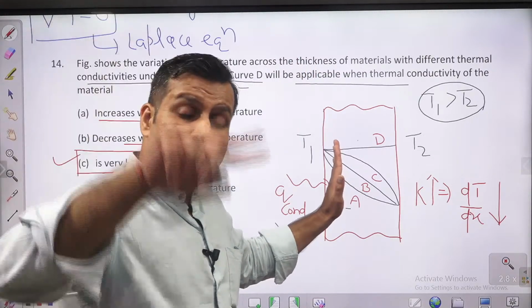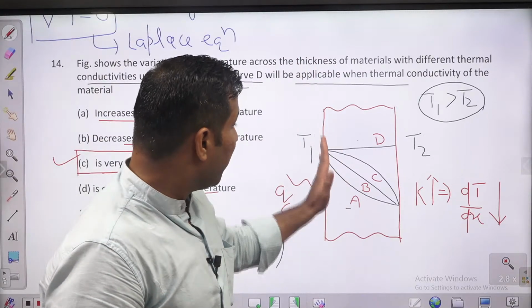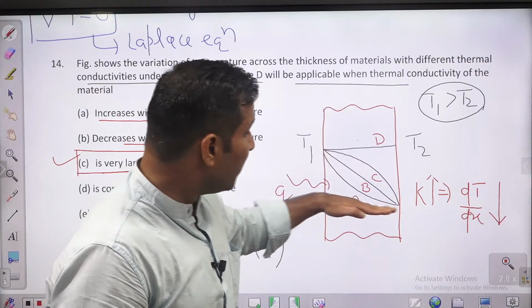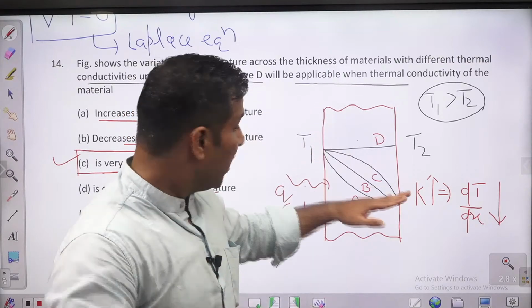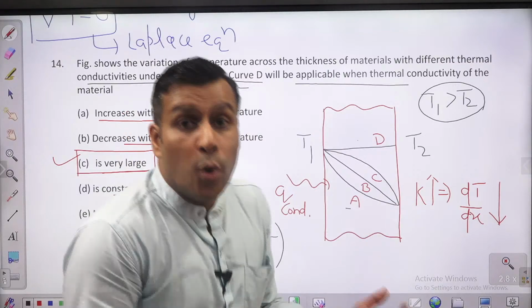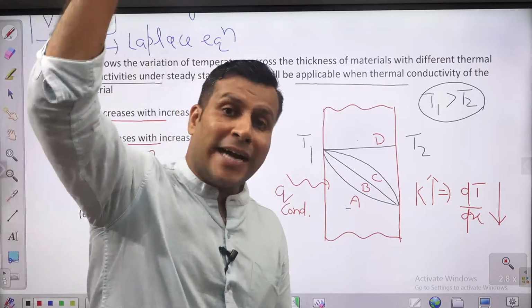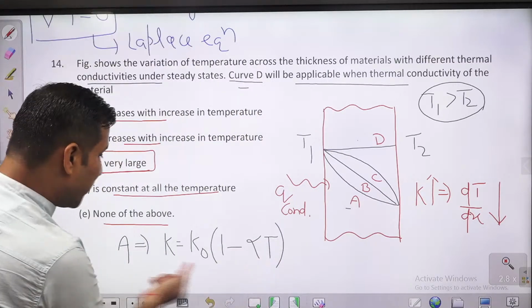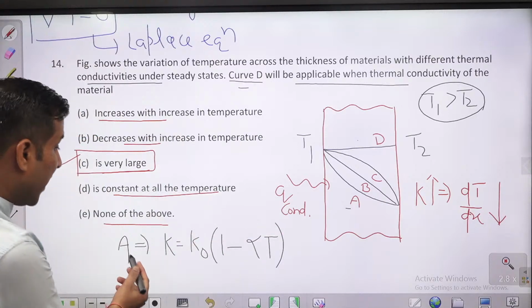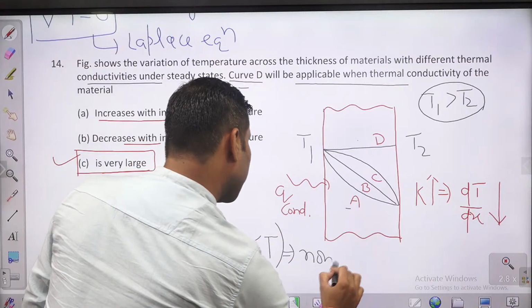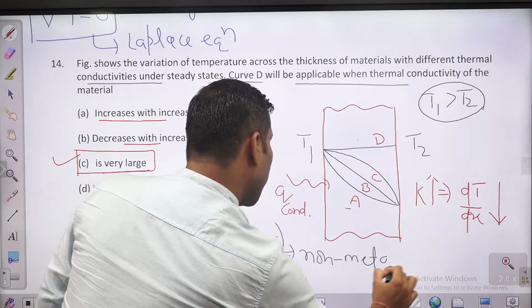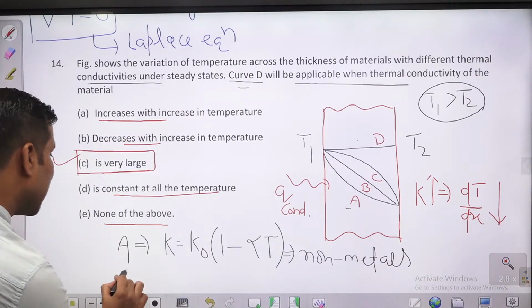So the temperature gradient is increasing, meaning the temperature gradient here is very high. Here the temperature gradient is low. It means at high temperature the conductivity is lesser, and at low temperature the conductivity is more. So if conductivity is lesser at high temperature, it means with increasing temperature the conductivity is decreasing. So what will curve A be for? This is for pure metals. Okay. What will curve C be for, children?